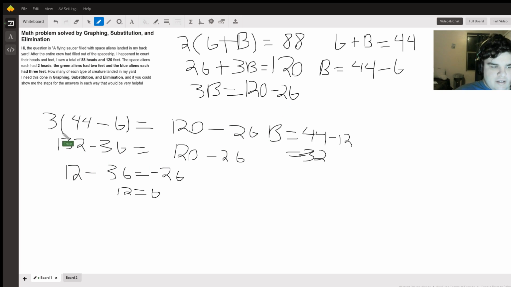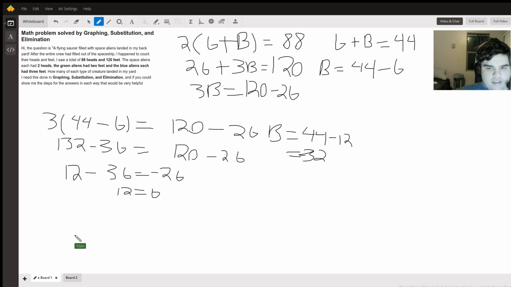Now, if we work out the algebra, 3 times 44 is 132, and 3 times minus g is minus 3g. I'll go through a little bit of the algebra here. We end up with 12 minus 3g is minus 2g, so 12 equals g. And since we know that b is equal to 44 minus g, b is equal to 44 minus 12, which is 32.